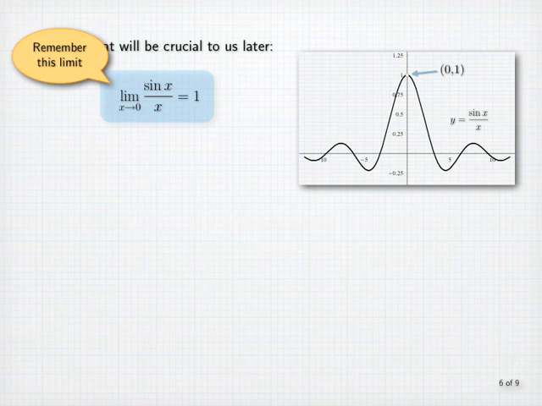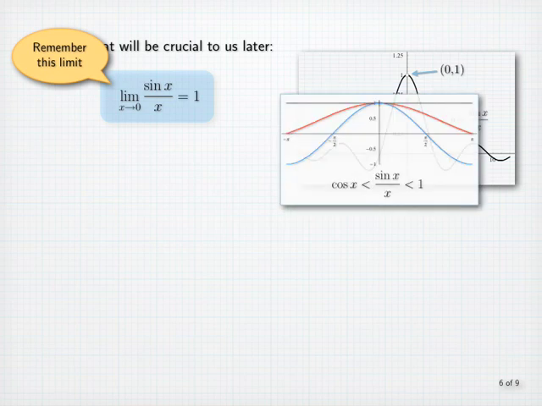Now, a proof of this fact typically involves a geometric argument to show that when x is between minus pi and pi, cosine x is less than sine x over x, and of course sine x over x is always less than 1. Then we apply what's known as a squeeze theorem or a pinching theorem that says that the limit of sine x over x, since it's trapped between cosine x and 1, must approach 1 because cosine x approaches 1, and of course 1 approaches 1. In other words, the two ends of the inequality are both approaching 1, therefore the expression trapped in the middle must be approaching 1 as well.